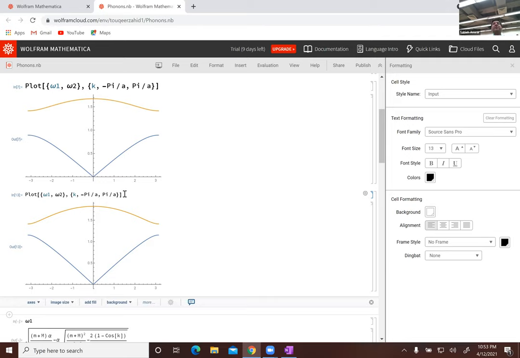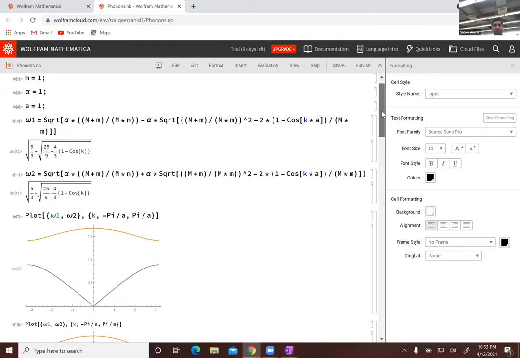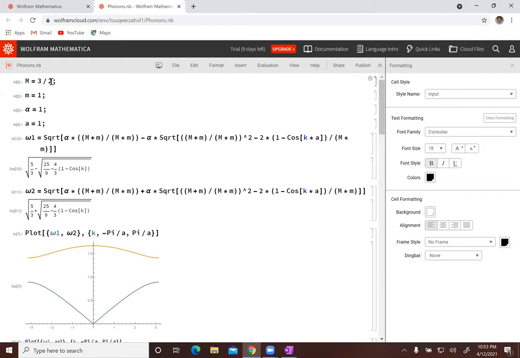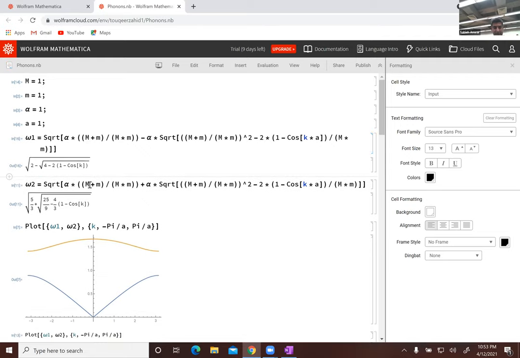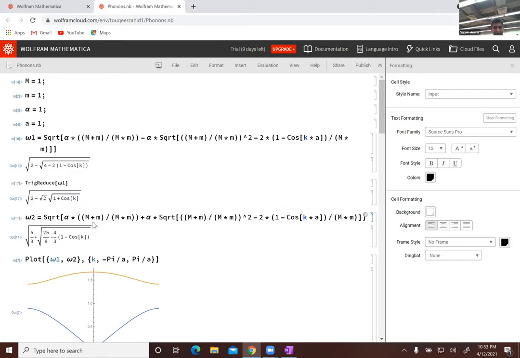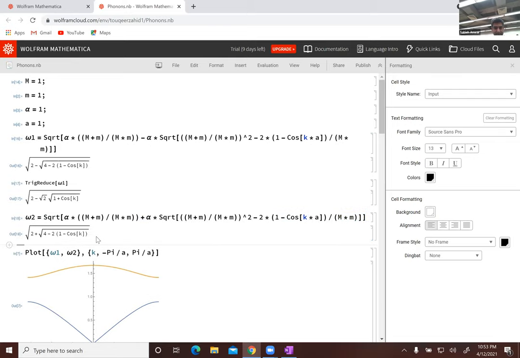So what happens if the two masses become really equal to one another? Any ideas? The bands should merge. Bands will merge, or at least they will touch. Let's see. I make this one, I recompute omega 1, I recompute omega 2. Let's see if I plot them. You'll see that these bands are now touching one another.